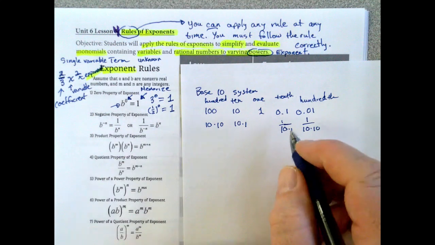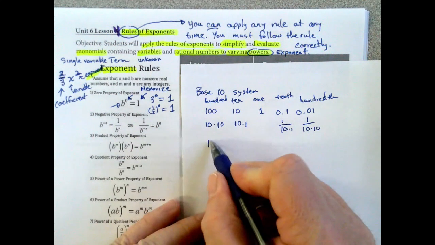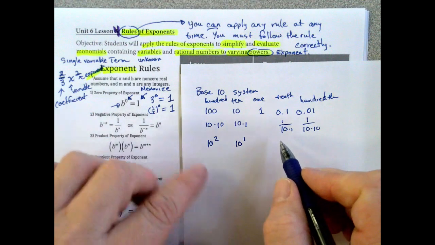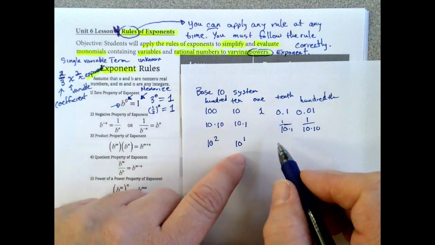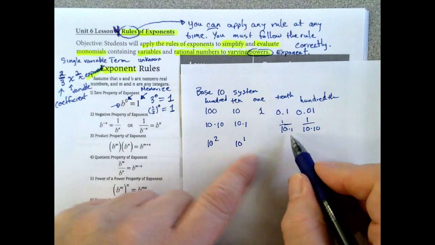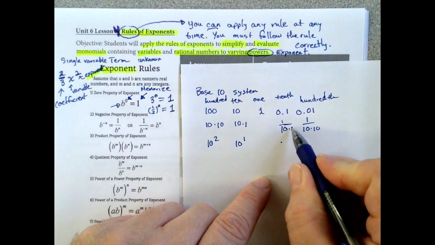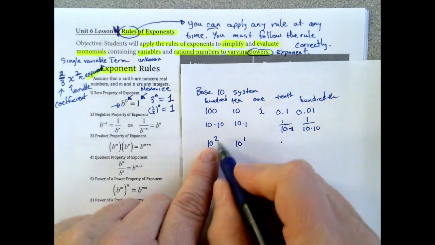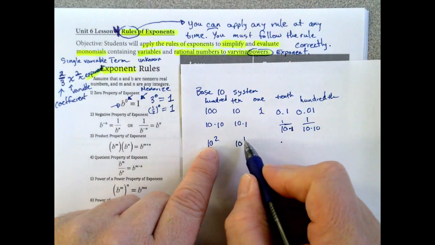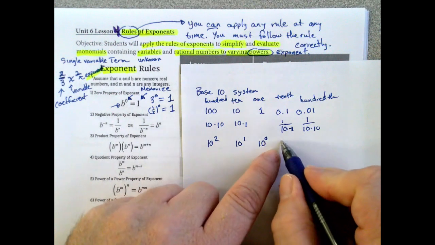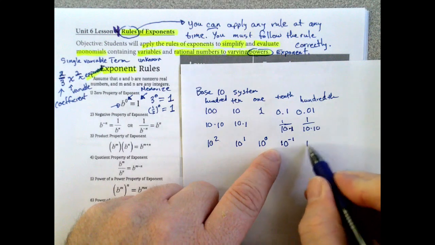So this is 10 squared, because 10 times 10 is 10 squared. This is 10 to the first, because 10 by itself is 10. This is 10 times 1. But if we're seeing that the exponent is going down by 1, we can put 10 to the 0. Then we have 10 to the negative 1 and 10 to the negative 2.